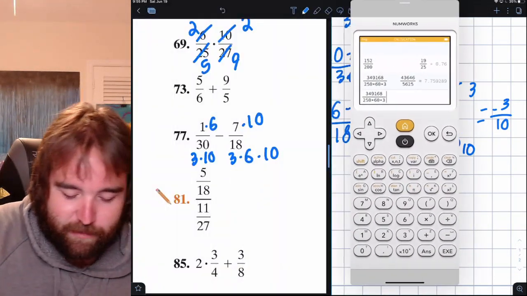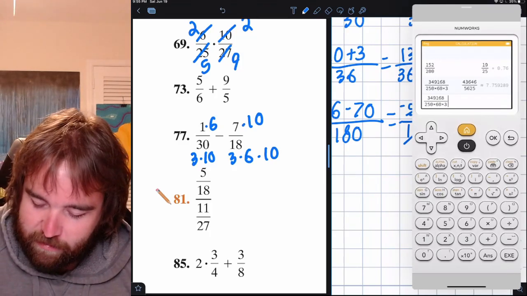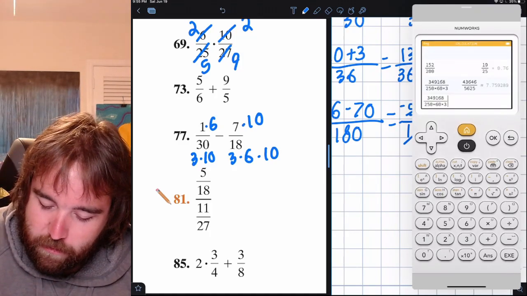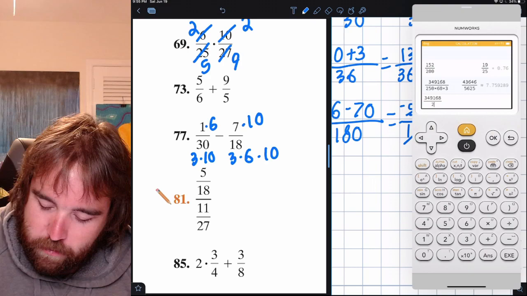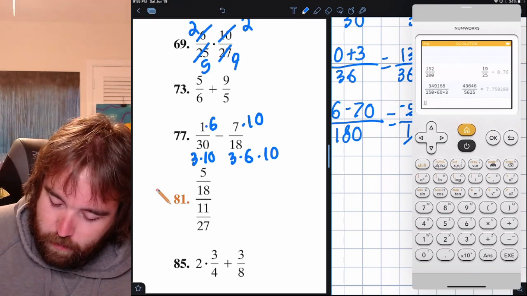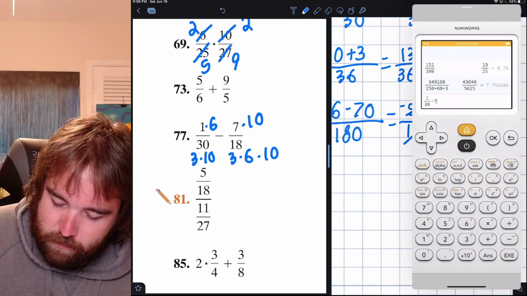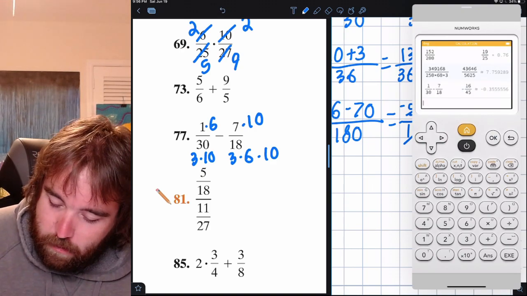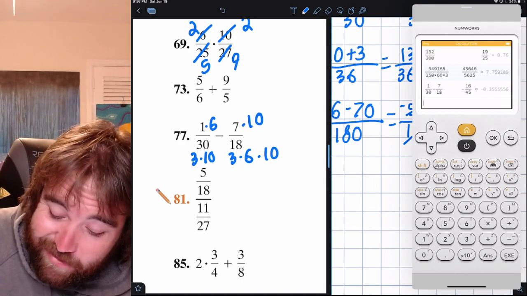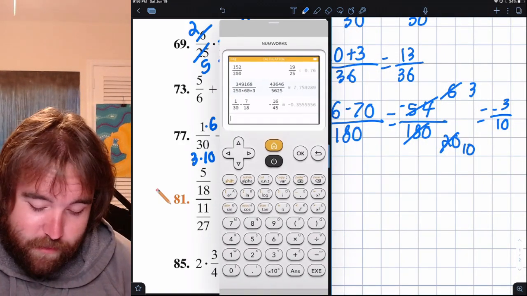That sounds a little fishy. I'm gonna check that. So clear. 1 divided by 30 minus 7 over 18. Negative 16 over 45. Oh no.